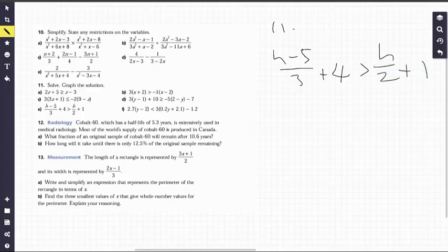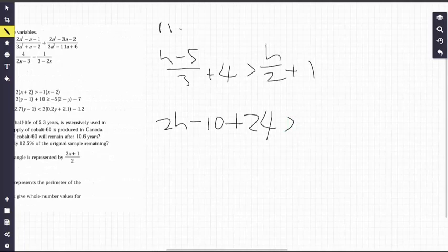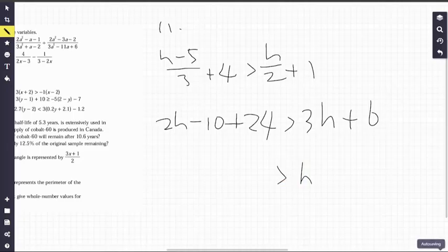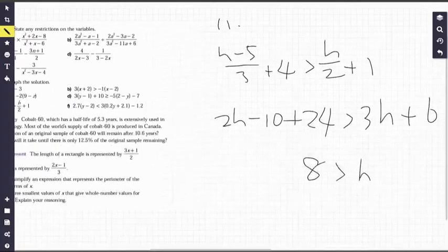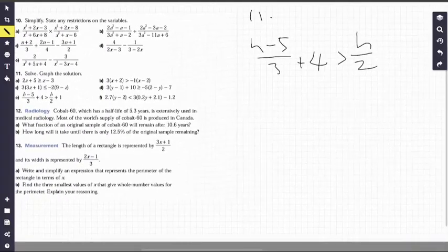So what happens on this? We're going to simplify first. So multiply everything by 6 because that's the lowest common multiple. So this is going to be 2h minus 10 plus, remember this by 6 as well, 24, bigger than 3h plus 6. Now it's just a simple collect the like terms question. h smaller than negative 10 plus 24, that's 14 minus 6, 8. h smaller than 8. Simple, we just solve the inequality.